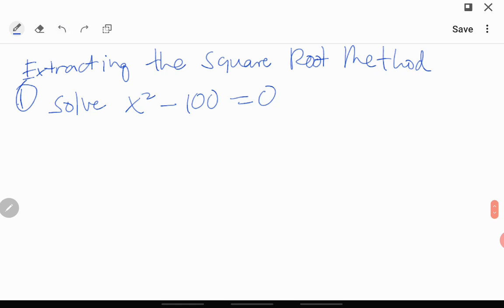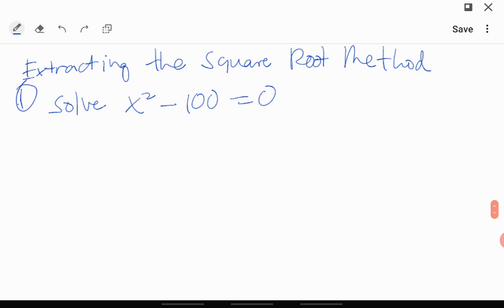Tapos, okay? Ano yung A dyan? A is 1. Ano yung B? 0. Ano yung C? Negative 100. Subalit, ang extracting the square root method ay hindi mo na kailangang i-identify or malaman yung A, B, at C. Okay? Ang method na ito ay you simply take the square root of both sides of the equation. So, kailangan both sides. Ibig sabihin, may number ka sa left side, may number sa right side. Kunin mo ang parehong square roots nila.